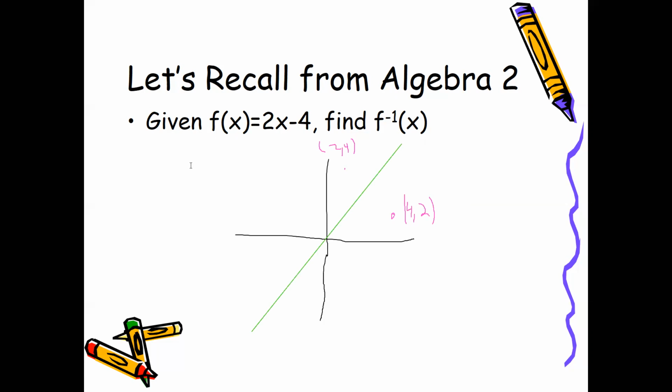So when x comma y becomes y comma x, so you switch x and y, that's going to be a reflection over the line y equals x. So if we take a whole function and switch x and y, it's going to be a reflection over y equals x. Let me show you.